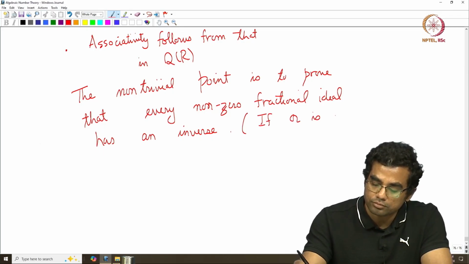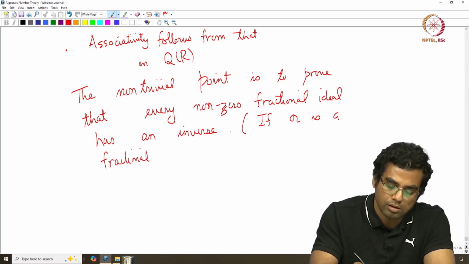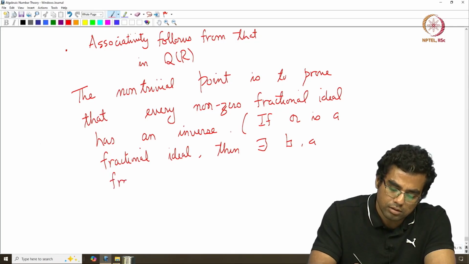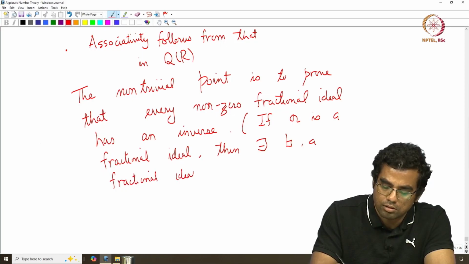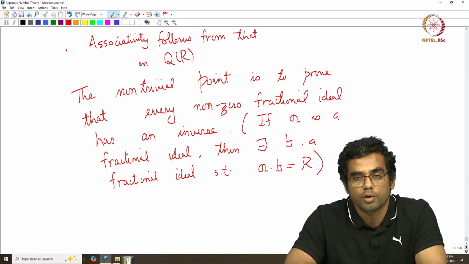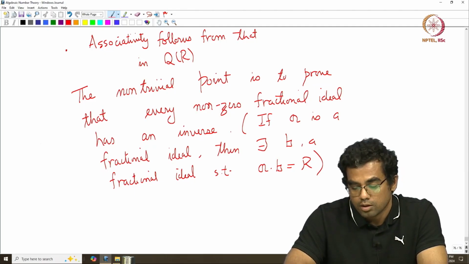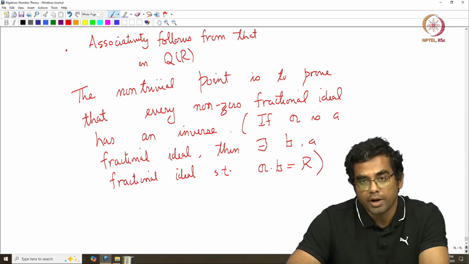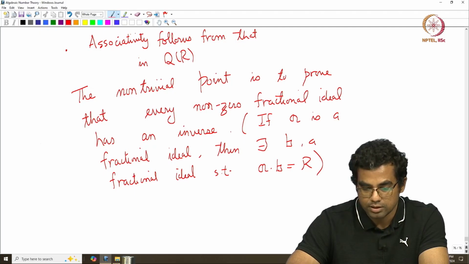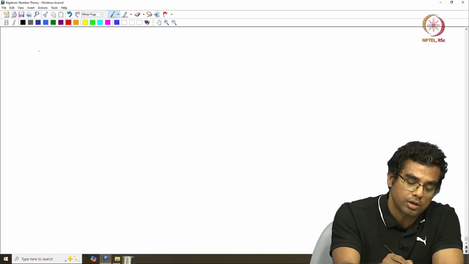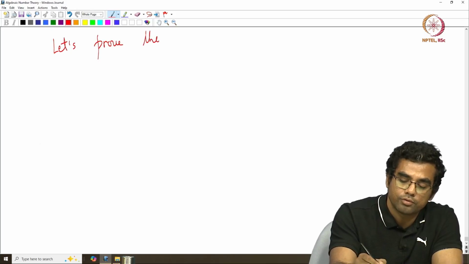If A is a fractional ideal, then there exists B, a fractional ideal, such that A times B is equal to R, right. That is what it would mean, because R is our identity element with respect to this binary operation. Okay. So, we are first going to do this for prime ideals, and then we will do it for general fractional ideals. Okay. All right. So, how do we do that? Before doing that, let me prove a lemma for you. So, let us prove the following lemma first.